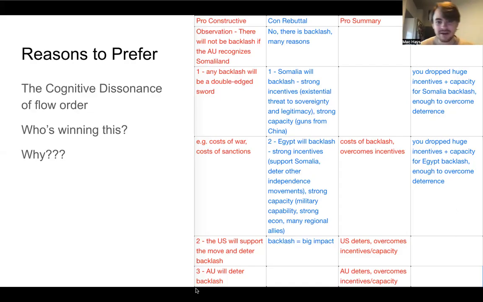In the rebuttal, the neg stands up and they respond to this observation. And they say, actually, this is incorrect. There will be backlash for two warrants. One is that Somalia will backlash because they have very strong incentives to backlash. It's like an existential threat to their sovereignty and their legitimacy if they don't. And they have a capacity to do so. Like China gave them guns, so they have guns that they can use to invade Somaliland or something.